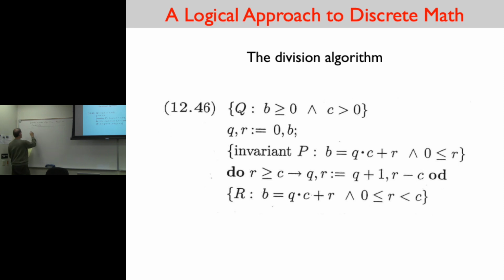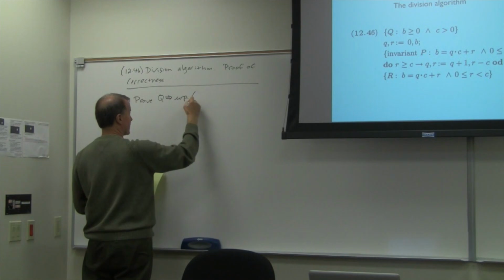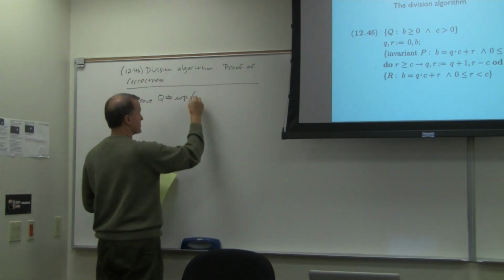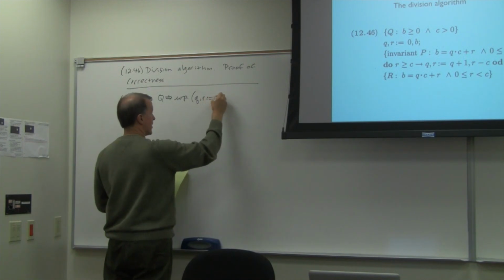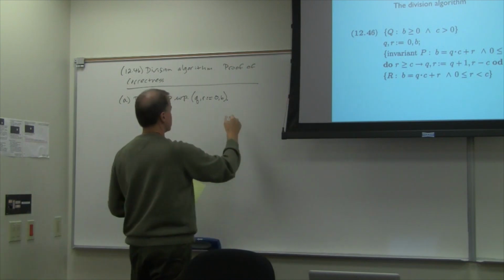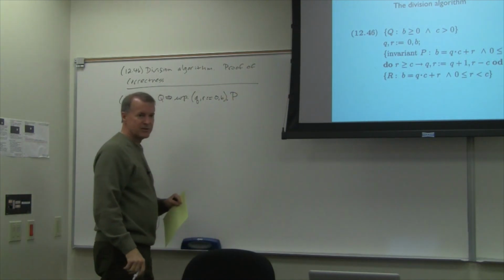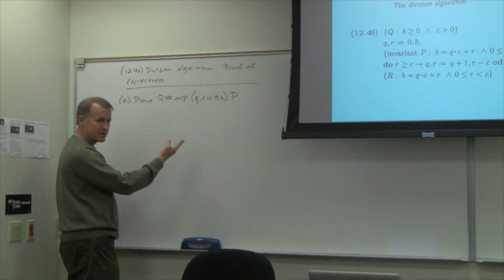So for part A, we have to prove, and here we'll just use the letter Q for that abbreviation, Q implies WP, the weakest precondition, of the initialization statement Q comma R gets 0 comma B, with respect to the invariant P, and we'll just use P for the abbreviation there. Is that good? Well, now, how do we do this?